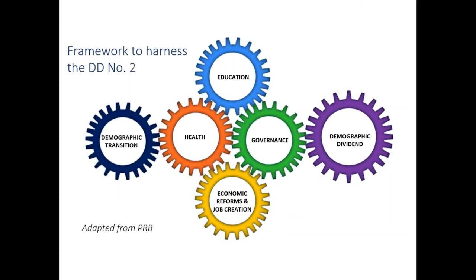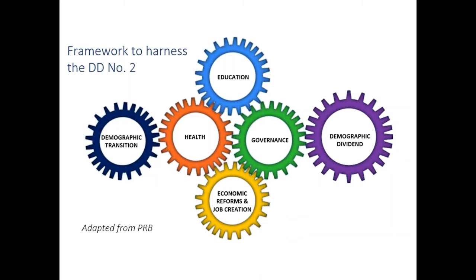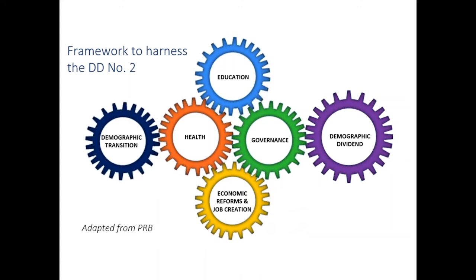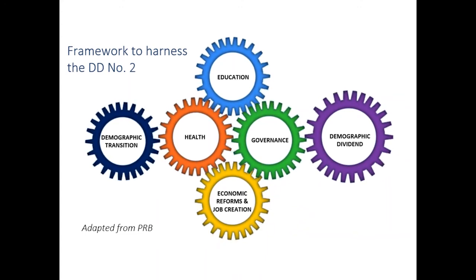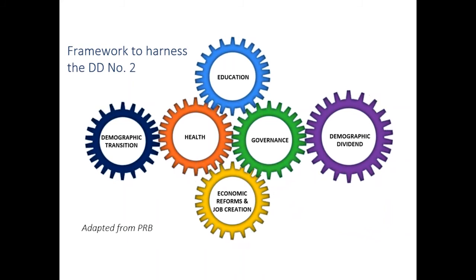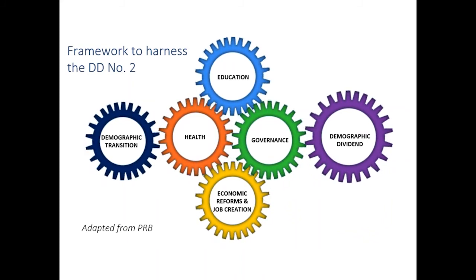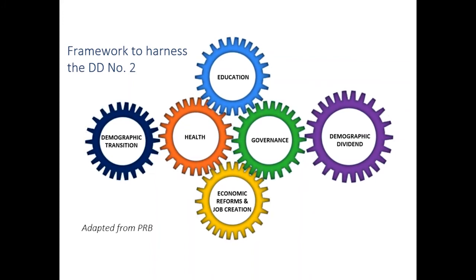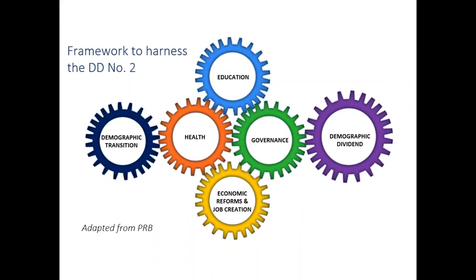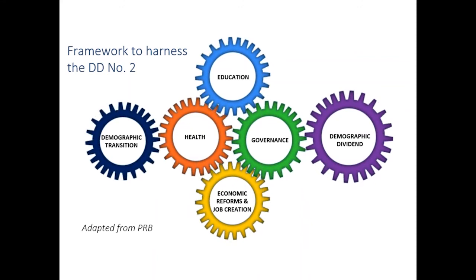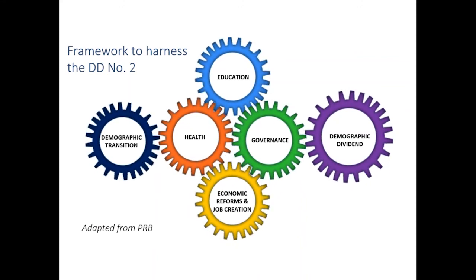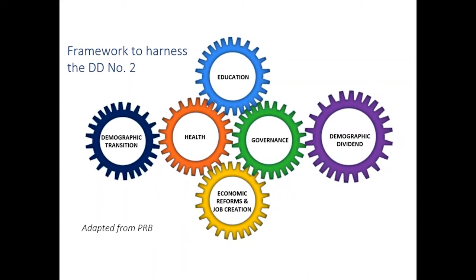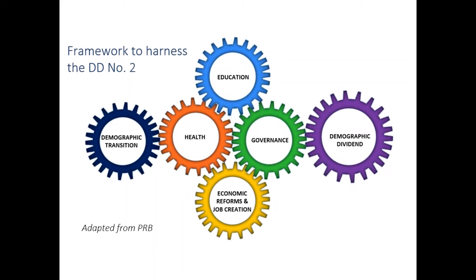The wheels of the demographic dividend start with the demographic transition. To open up that window of opportunity, you have to see a decline in fertility, have the demographic transition, but then in addition, invest in education, health, governance, economic reforms, and job creation to get the demographic dividend. And many countries have actually been working around this particular framework. But again, I think missing there are the climate and environment components.